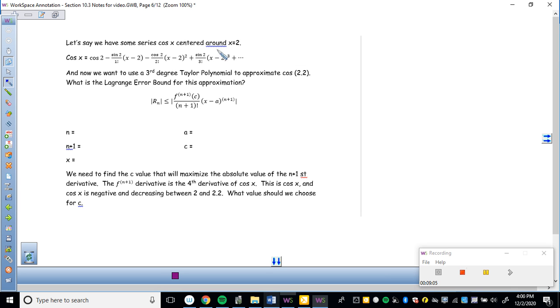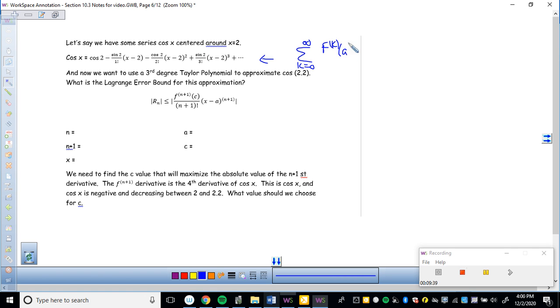So let's do an example to help straighten this out a little bit. So let's say we have some series cosine x centered at x equals 2. So I've already written the series. It's cosine 2 minus sine 2 over 1 factorial times x minus 2 minus cosine 2 over 2 factorial times x minus 2 squared. So to make this, I just used that Taylor series generator, where we use the kth derivative at a times x minus a to the k all over k factorial. So we use that to create the series.